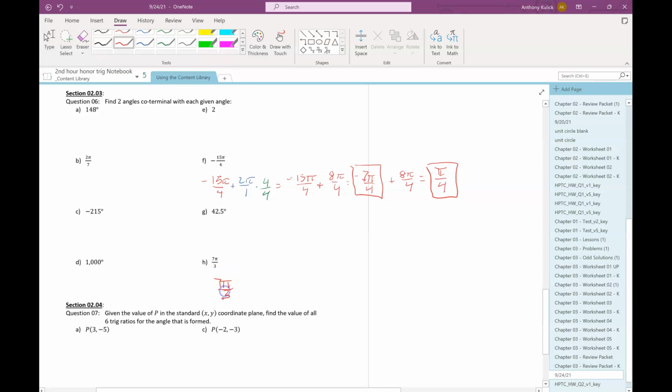So same idea. Let's say we'll add 2 pi again. Why not? It doesn't really matter whether you're adding or subtracting. So we'll make our common denominator here. That common denominator is definitely 3. So 7 pi over 3 plus 6 pi over 3 gives me 13 pi over 3. And then we'll just do it again. So add 6 pi over 3 again. That'd be 19 pi over 3.